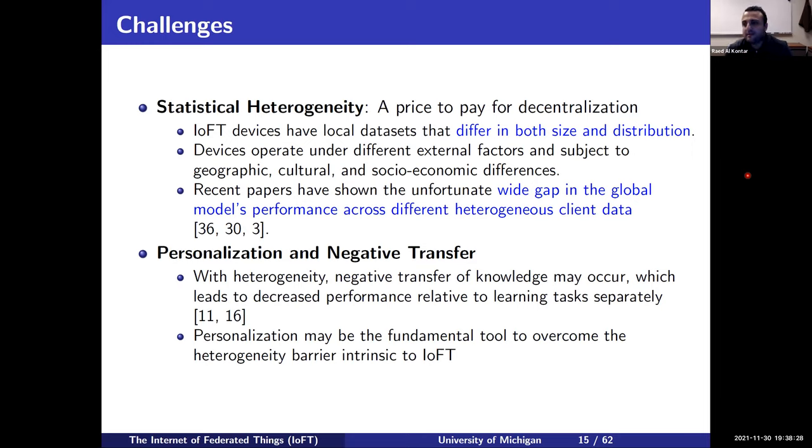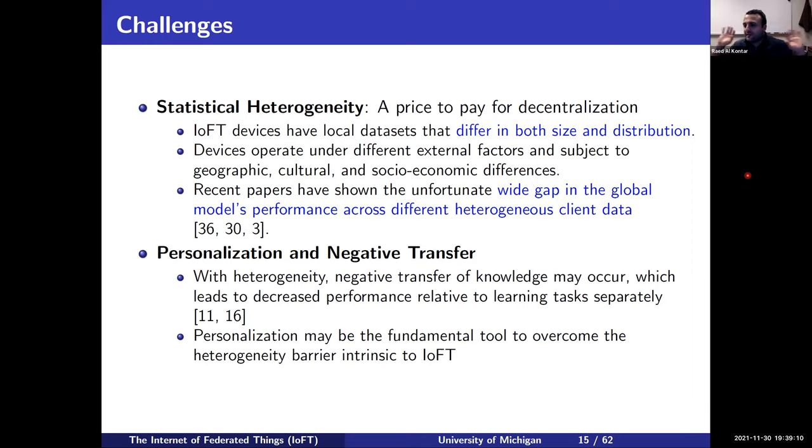For example, vehicles that operate under different conditions will have very different data patterns and data trends, and their inputs will be different. Whatever they see, or the defects that can happen, will be very different across different vehicles or 3D printers. So the devices operate under different external factors and are subject to a lot of differences. Heterogeneity is a very challenging thing in the decentralized framework, because in a centralized setting, even if you want to utilize distributed learning, you have the luxury to shuffle, to randomize, to understand the heterogeneity.